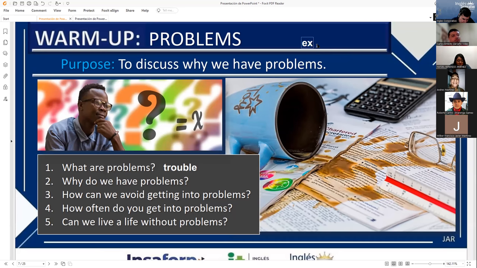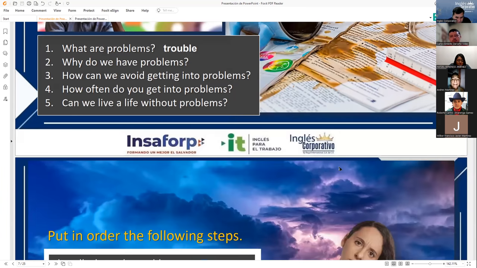Yes. So we cannot be exempt of problems, right? Exempt means without. We cannot be exempt of problems, we cannot be exonerated of problems. We will always have them. Exactly. Okay. Exempt. All right, excellent. Thank you very much. Let's move on.